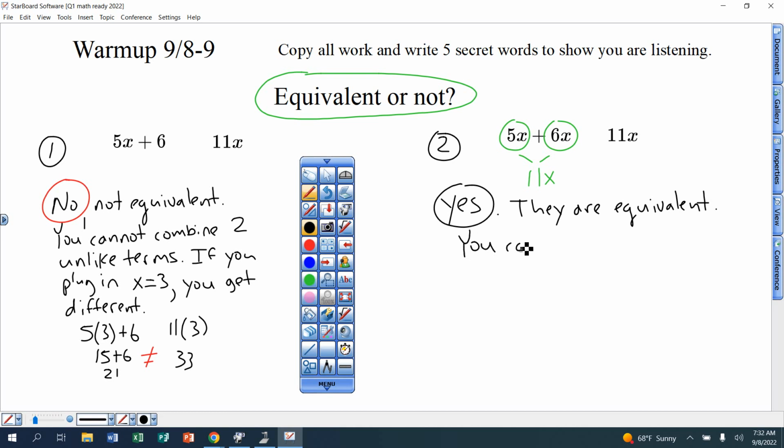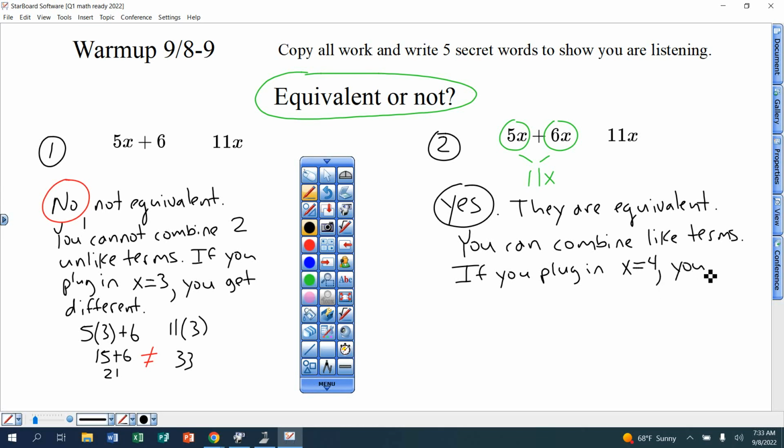You can combine like terms. Those are like terms. They both have X's. If you plug in, and let's pick a different number for X, maybe X equals 4, you get same answers.